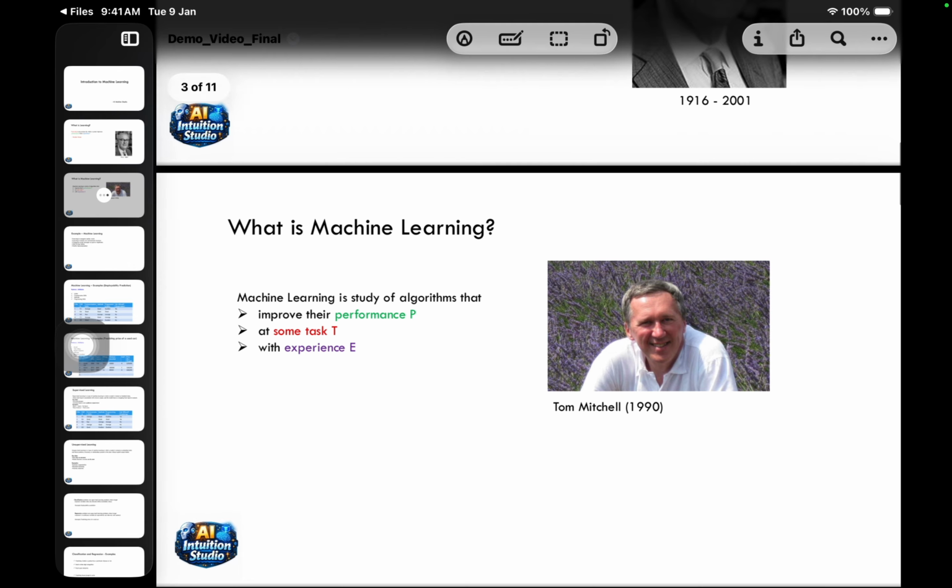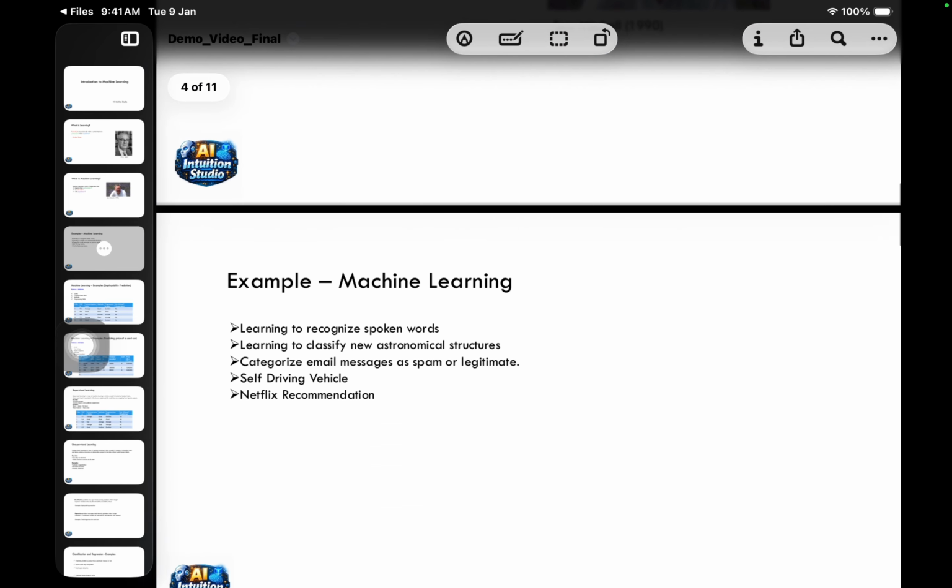Now moving on, let's see some examples of machine learning. Learning to classify a new astronomical structure, categorizing email into spam or legitimate, self-driving vehicles, Netflix recommendation. Netflix, for example, does not understand movies the way humans do. Netflix understands user behavior: what you watch, skip, pause or rewatch. Machine learning converts this behavior into personalized prediction.